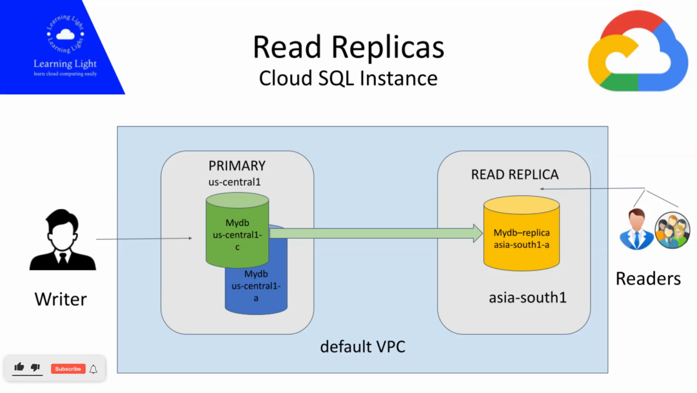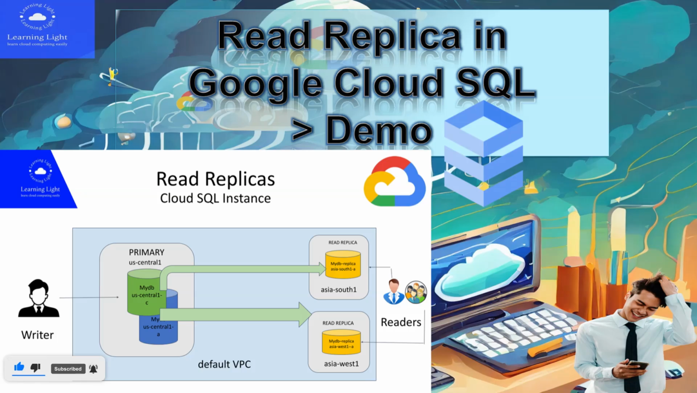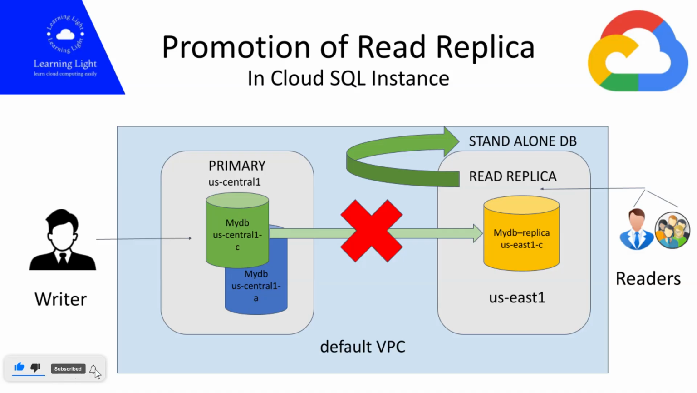Also, we saw how we have enabled the high availability on primary, or we can do the same on read replica. If you have missed those videos, we recommend you watch those videos where we have discussed high availability as well as read replica of Cloud SQL database. Now, in this particular video, we will learn how we can promote the read replica to a complete standalone database.